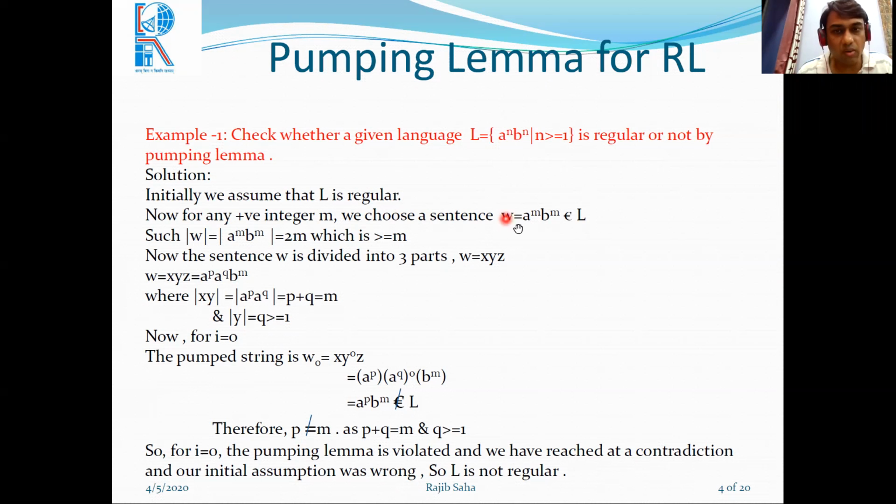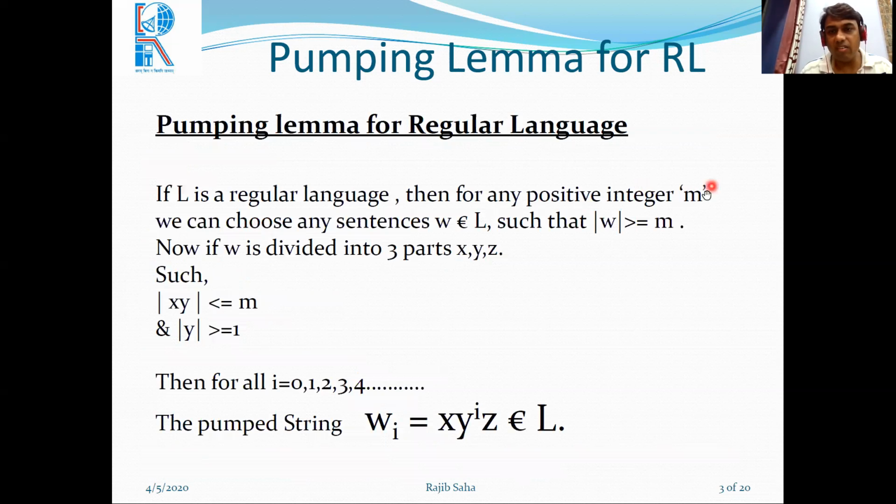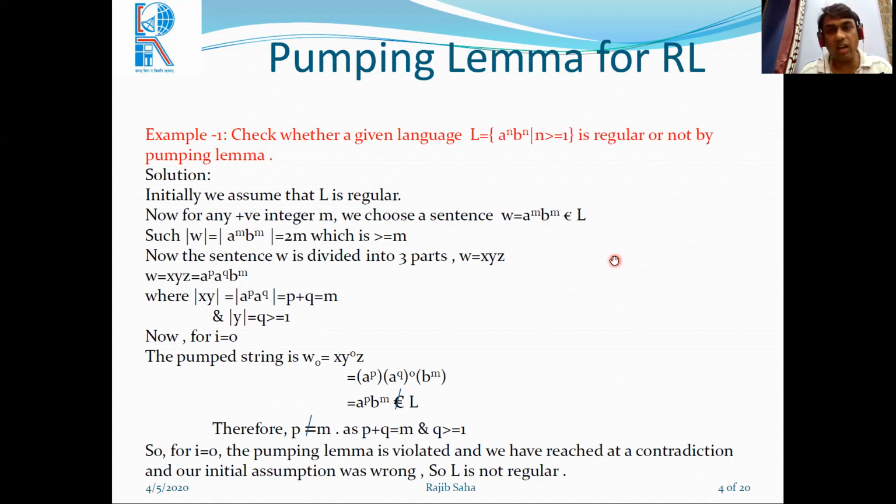Now, as in the previous slide, we will consider a positive integer m to determine the length. Here also, for any positive integer m, we choose the sentence a to the power m, b to the power m. Why? Because your language is a to the power n, b to the power n. So it is a to the power m, b to the power m, and that definitely belongs to L.